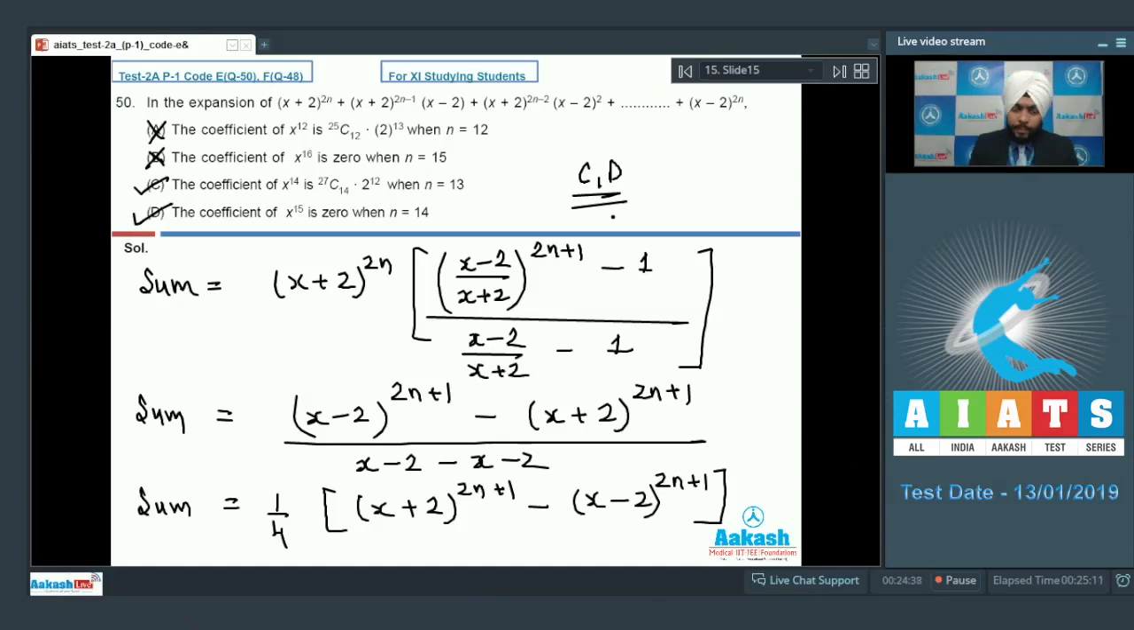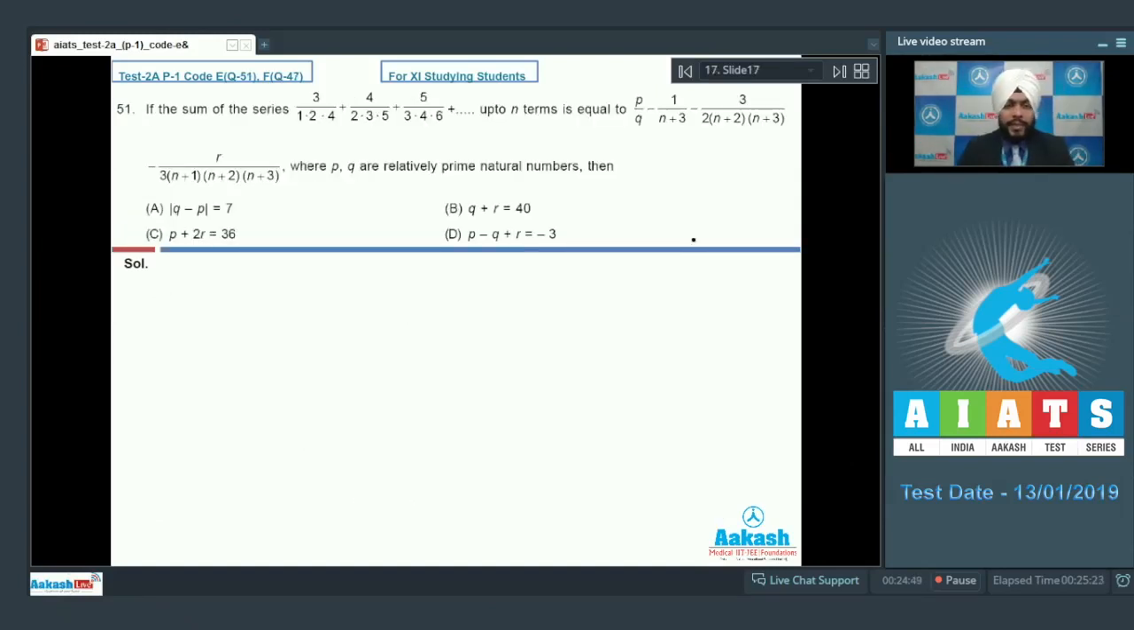Okay, let us move on to 51. Question number 51 says that if the sum of the series 3/(1·2·4) + 4/(2·3·5) + 5/(3·4·6) up to n terms is equal to p/q minus 1/(n+3) minus 3/(2(n+2)(n+3)) minus r/(3(n+1)(n+2)(n+3)), where p and q are relatively prime numbers, then we have to choose the suitable options according to the obtained values of p, q and r.